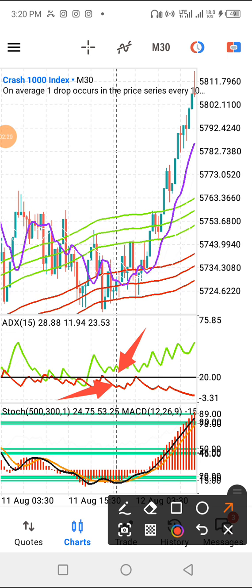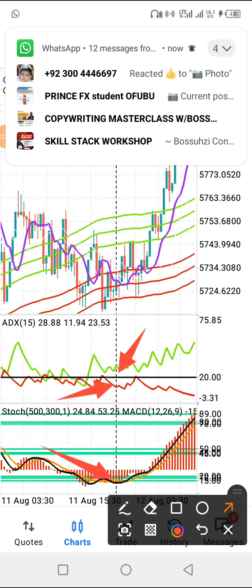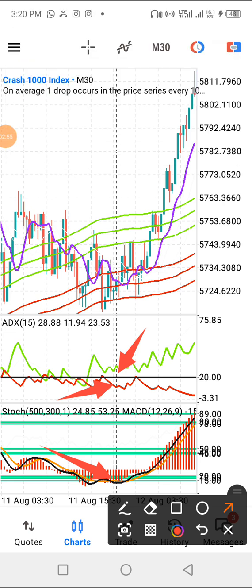Then finally, in your window 2, you want to see the histogram touching level 10 and level 20 of the stochastic oscillator. Then immediately the black line crosses above level 20 or crosses above the brown line, then you can open for buy once these three conditions are in place. The probability of price going up becomes higher at that moment.